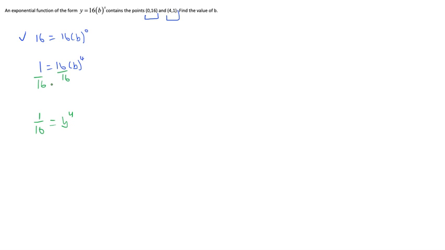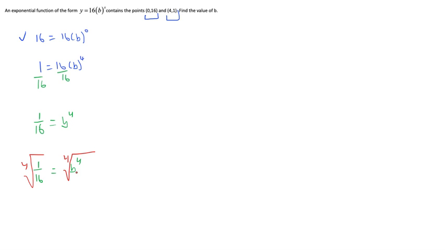You're probably looking at this and saying, something to the 4th power is equal to 1 over 16, so maybe you have some idea what that is. But mathematically, in order to solve for b, we have to take the 4th root of both sides. So let's go ahead and do that. We can take the 4th root of this, and we can take the 4th root of that.